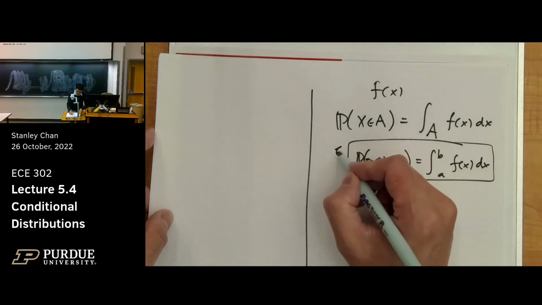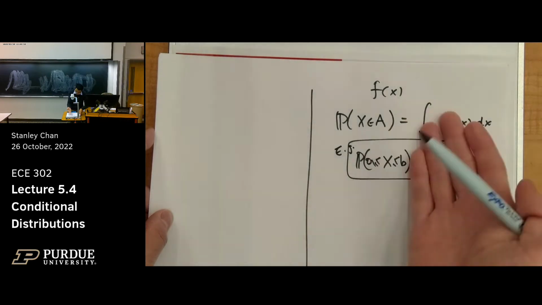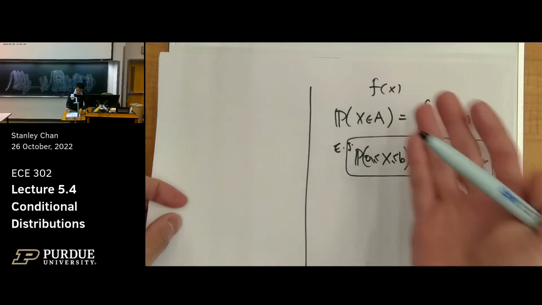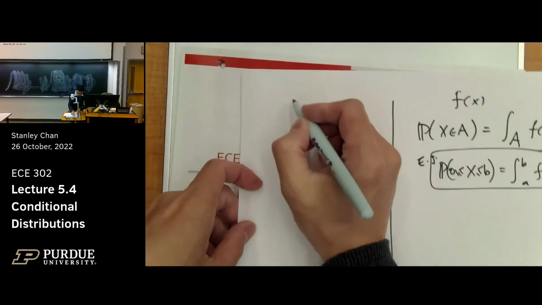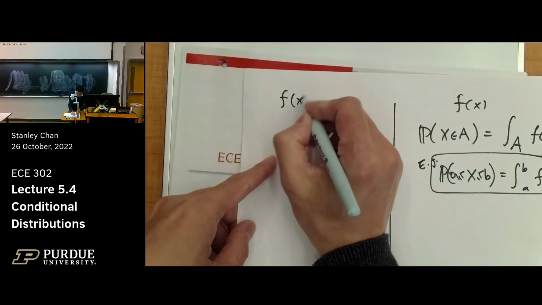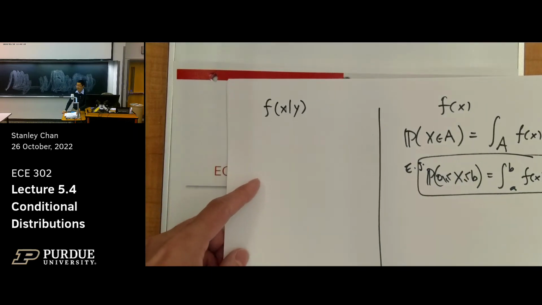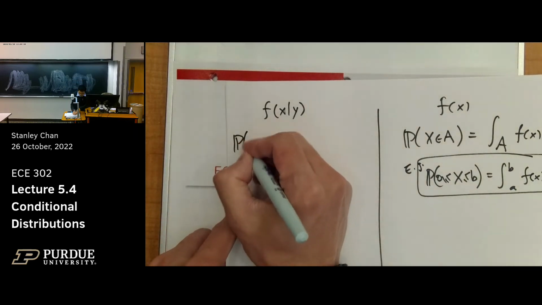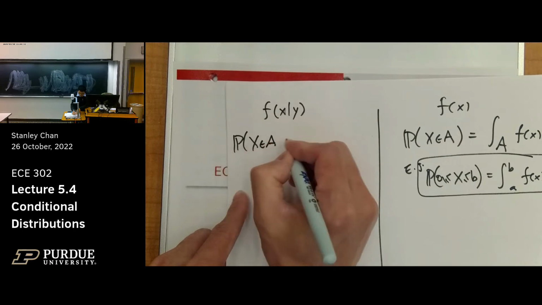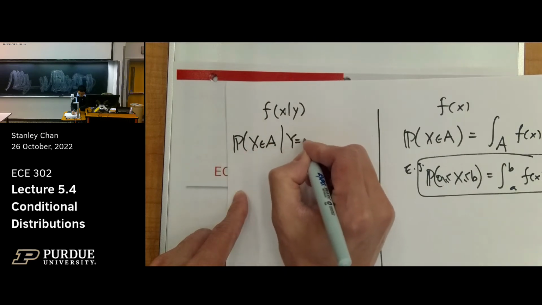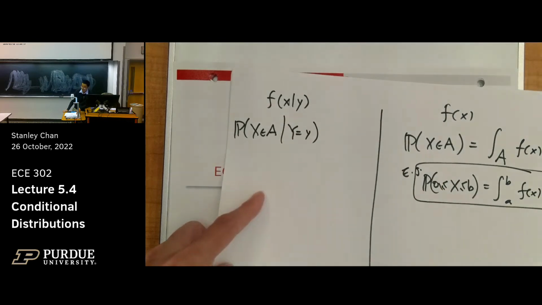So this is an example of how you calculate the probability from the PDF. Now, how do I do this f of x given y? Let's make a guess. I want to find the probability of X in A given that Y equals a specific small y.